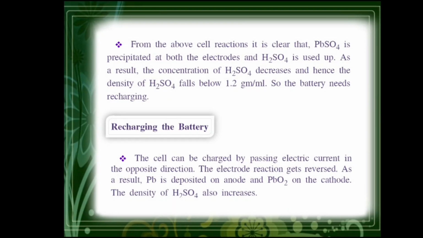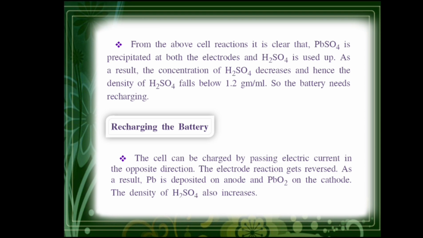From the above cell reactions, it is clear that lead sulfate is precipitated at both the electrodes and sulfuric acid is used up. As a result, the concentration of sulfuric acid decreases, and hence the density of sulfuric acid falls below 1.2 gram per milliliter. So the battery needs recharging.